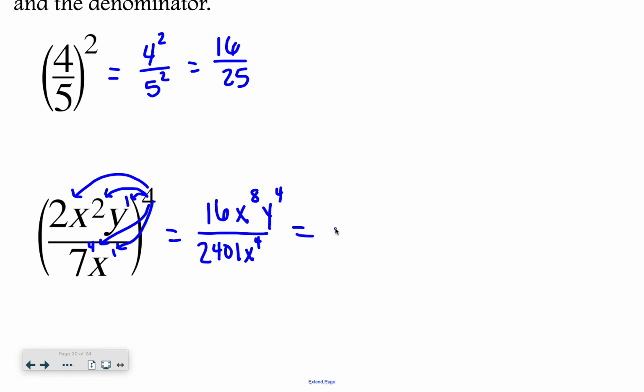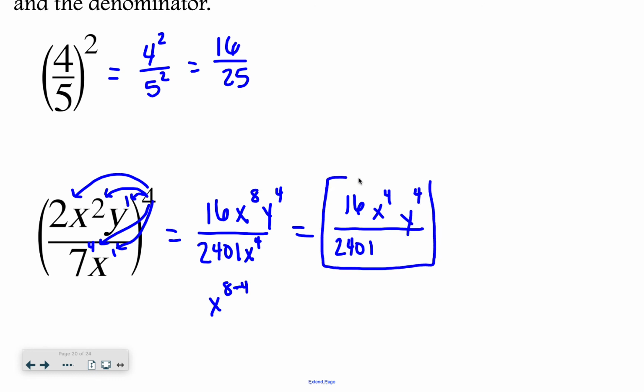Now from there, I simplify. I picked these numbers at random, and I discovered that 16 and 2,401 do not actually simplify, so we're going to leave those. Now I look at my exponents, and I say x raised to the 8 minus 4. Sorry, that should be minus. That would be x to the 4th. And then there's only the y on top, so it stays. So this would be my final answer.